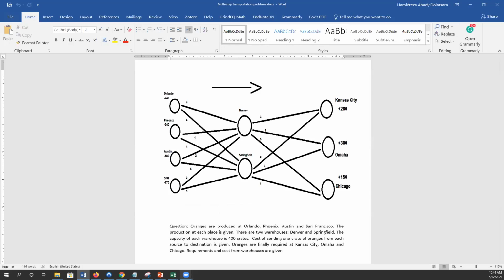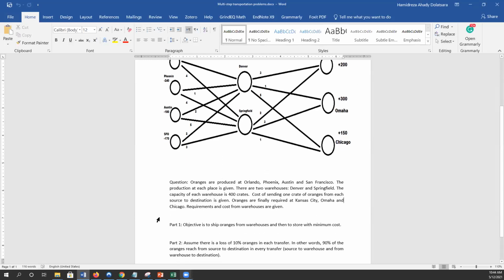Cost. Pardon me? The cost. Cost, actually, we use it as a coefficient for minimizing the cost. Yeah, but we don't have any.